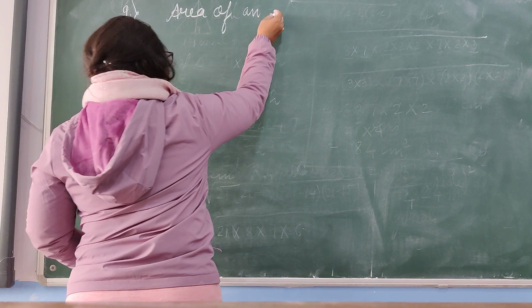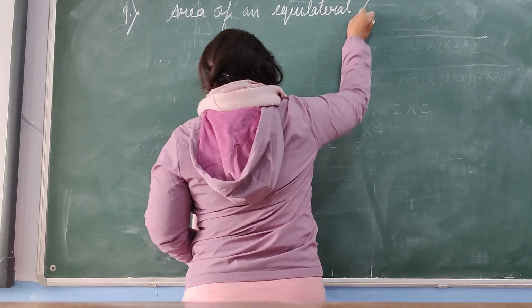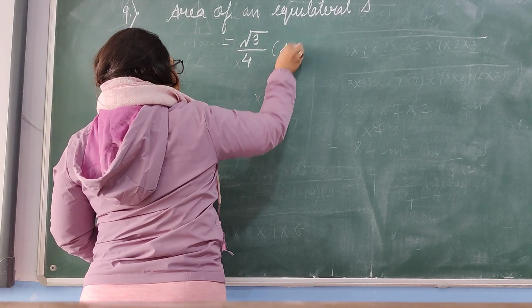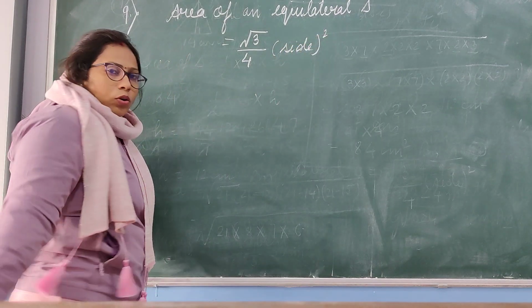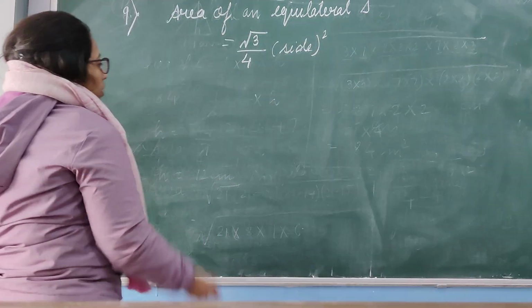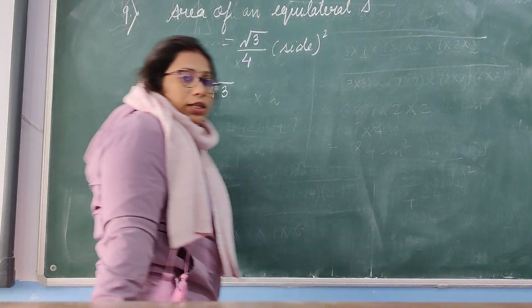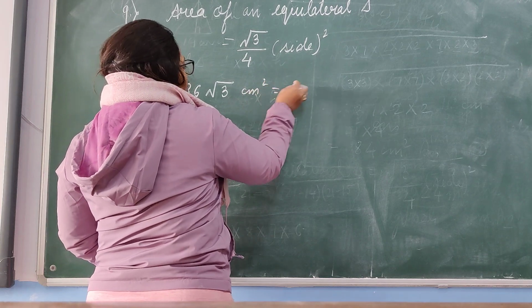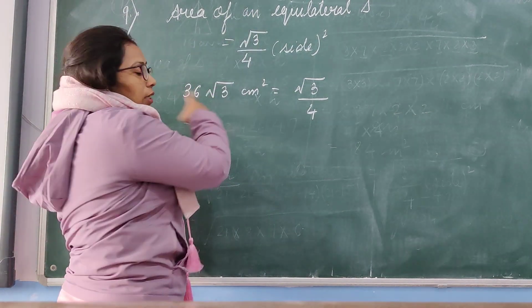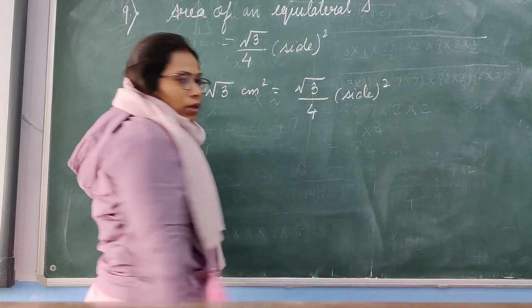first of all, area of an equilateral triangle. The formula is root 3 by 4 into side square. Okay, we have to calculate the length of its sides, and the area is already given. The area is given as 36 root 3 centimeter square, and we have to calculate the side. So we can write it in the formula. Area of the equilateral triangle is 36 root 3, and this is root 3 by 4 side square, isn't it?